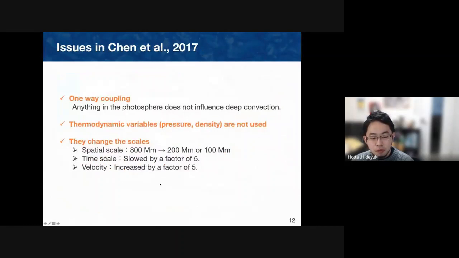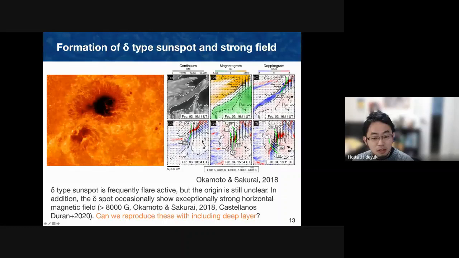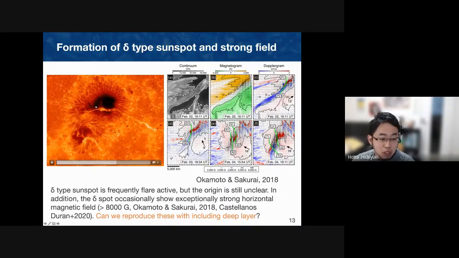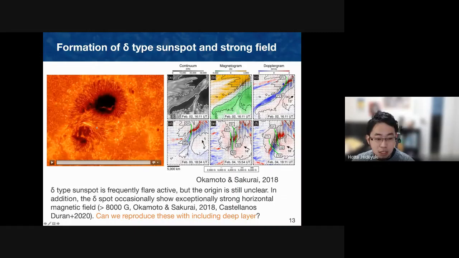Okay, so this is the final slide of the introduction. This is the formation of delta type sunspots. This is a different topic. As you may know, the delta type sunspot sometimes has a very big flare. Delta type sunspot means positive and negative polarities, opposite polarities, close to each other. And sometimes this causes a very big flare.